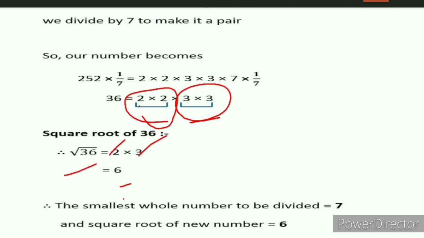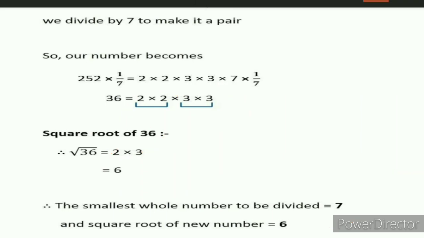Last conclusion, the smallest whole number to be divided by is 7. The smallest whole number to be divided is 7. Square root of the new number is 6. Yes, copy down.